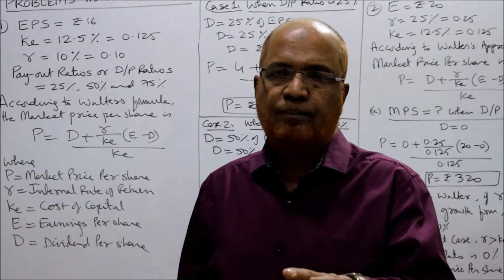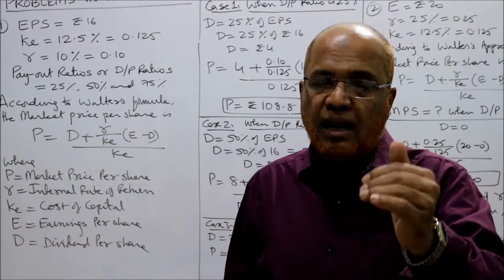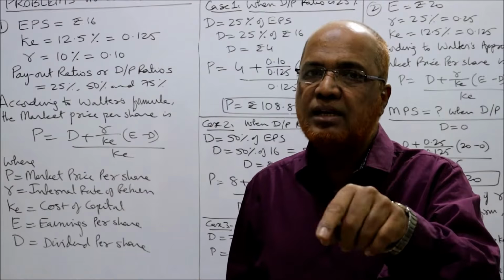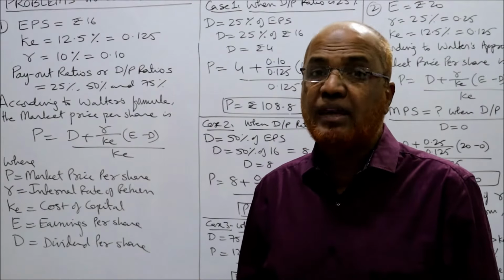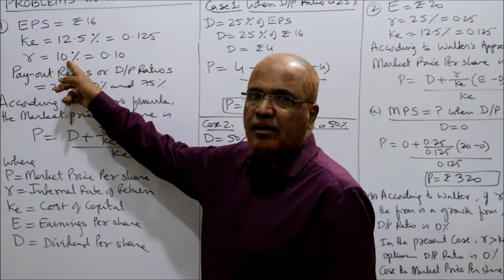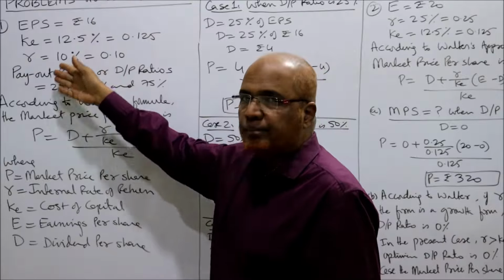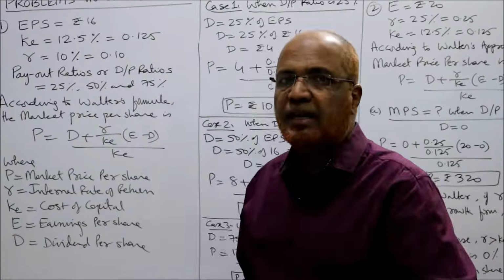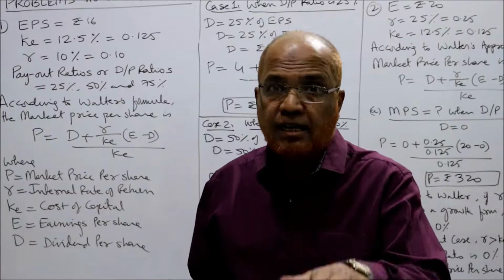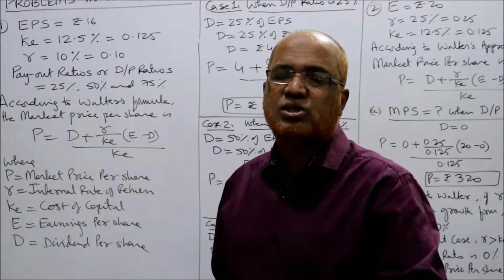According to Walter, if a company is a declining firm, declining firm कब कहेंगे? When R is less than K. यहां R का वैल्यू 10% ही है और KE का वैल्यू 12.5% है. तो बताइए ये फर्म ग्रोथ फर्म है या डिक्लाइनिंग फर्म है? It is a declining firm because internal rate of return is less than the cost of capital.